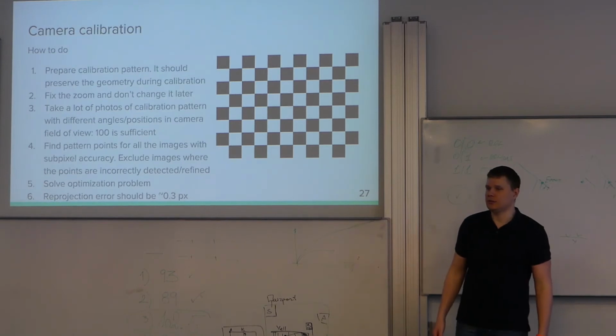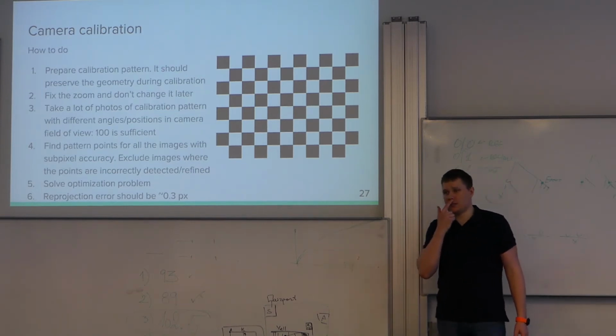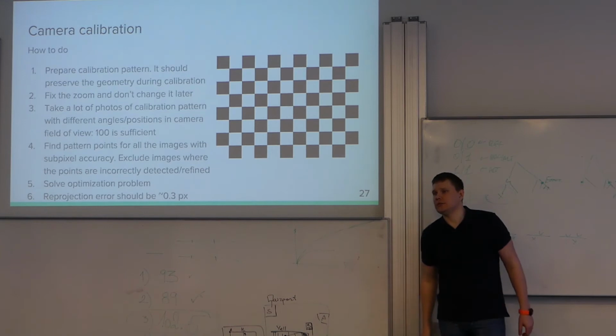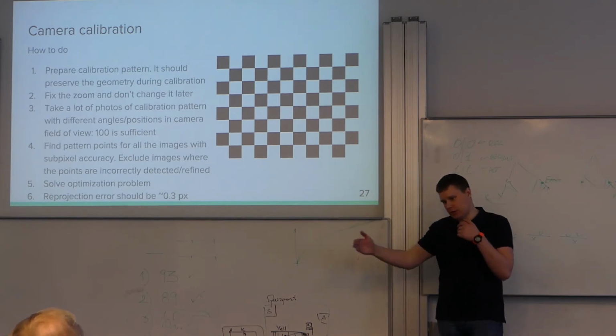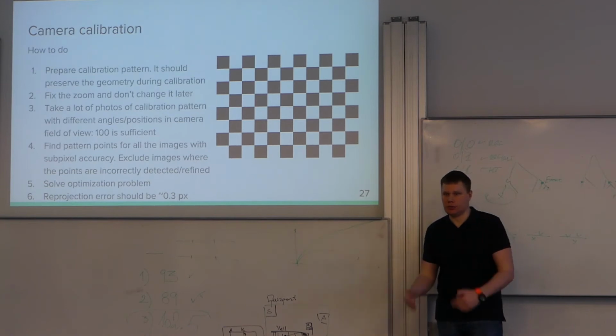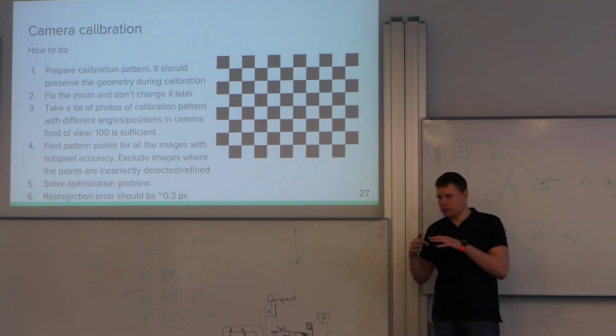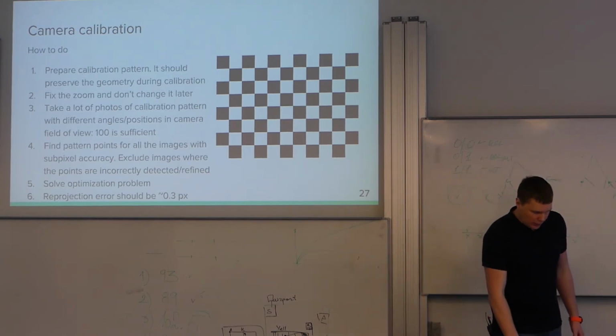Does it mean that we have some function for each value of zoom? Yes. If we need to work with a camera with zoom, we should create a 3D model of distortion. So we need to find all the zoom values, or just fix the zoom and use fixed parameters.